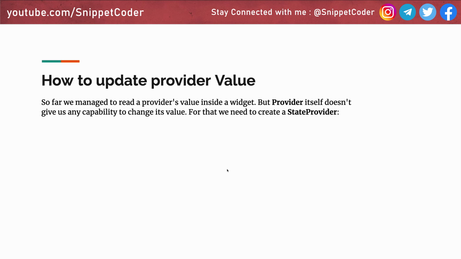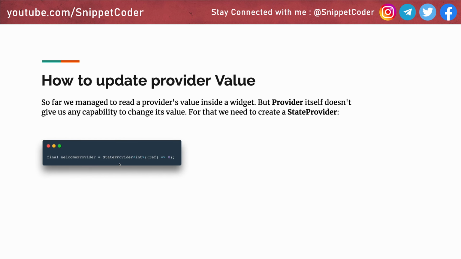So far we managed to read the provider value inside the widget, but the provider itself does not give us any capability to change its value. For that we need to create a StateProvider. First we change this one to StateProvider, change the value to the int type, and here we are just initializing it with 0.